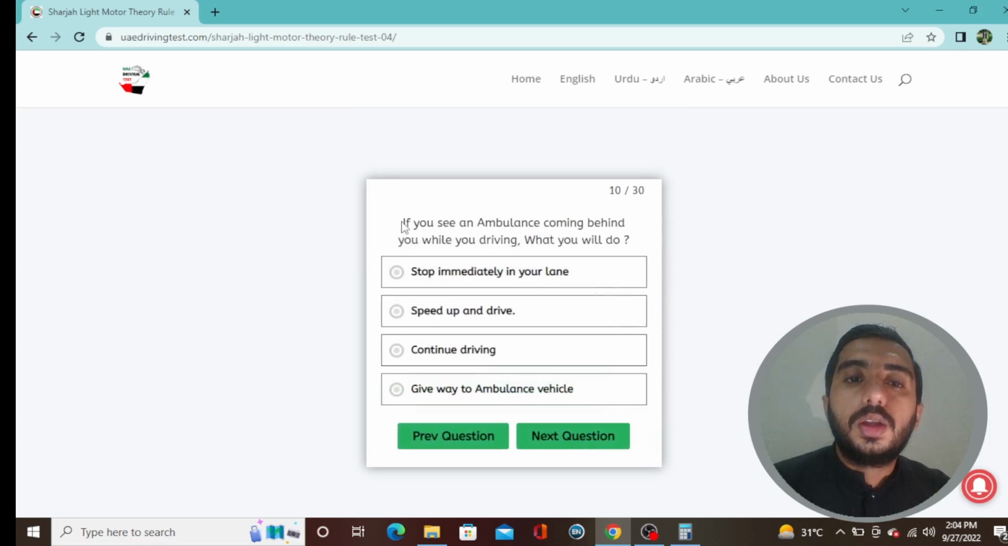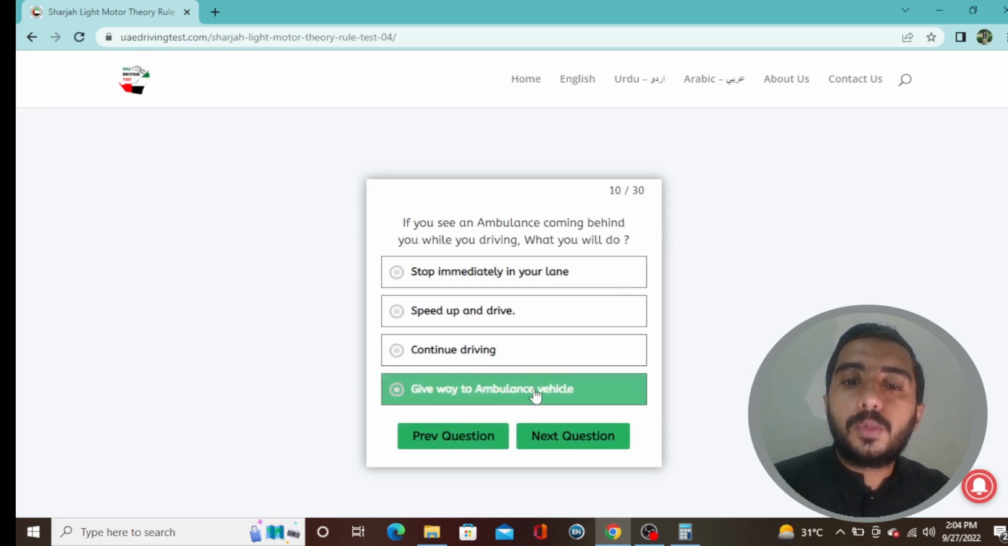Next question. If you see an ambulance coming behind you while you're driving, what will you do? You will give way to the ambulance vehicle. You need to give path to the ambulance vehicle.